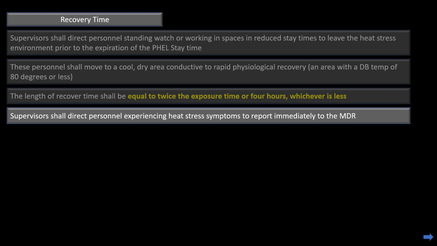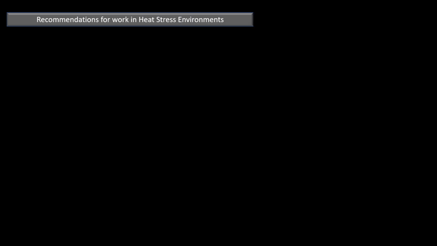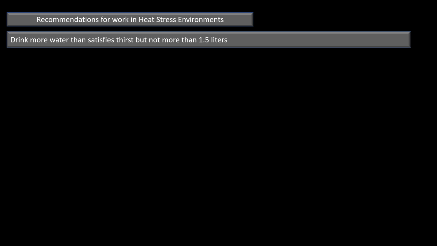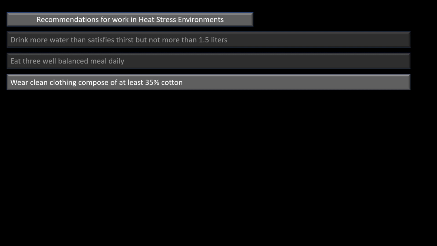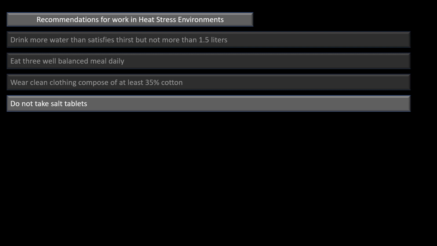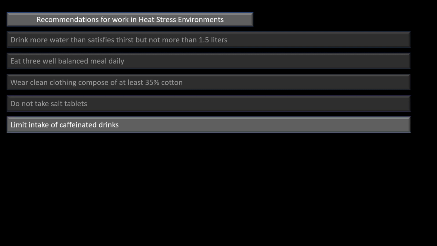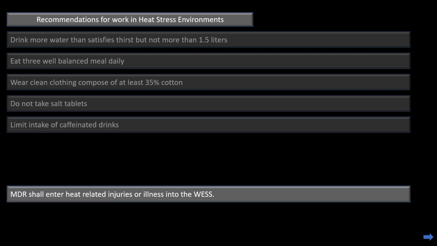And then supervisors are going to direct personnel experiencing heat stress symptoms to report immediately to the medical department representative so they can get evaluated. Recommendations for working in heat stress environments. So drink more water than satisfies thirst, but no more than 1.5 liters. We're not trying to cause hyponatremia. Eat 3 well-balanced meals a day. Wear clean clothing composed of at least 35% cotton. Do not take salt tablets. Limit your intake of caffeinated drinks.